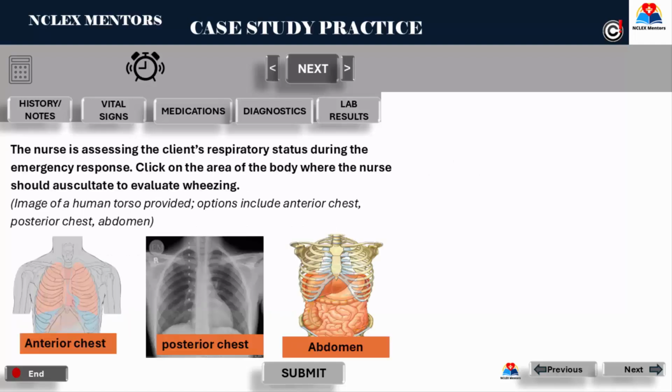Question 5. Take action, hotspot. The nurse is assessing the client's respiratory status during the emergency response. Click on the area of the body where the nurse should auscultate to evaluate wheezing. Anterior chest, posterior chest, abdomen. Think carefully. Where would you get the most accurate assessment of breath sounds?